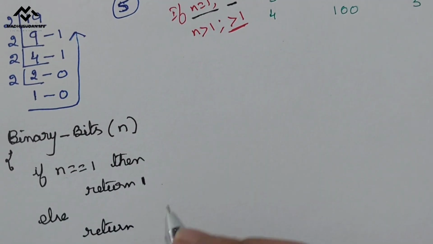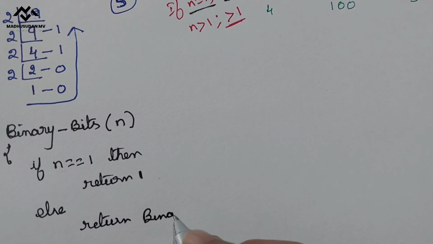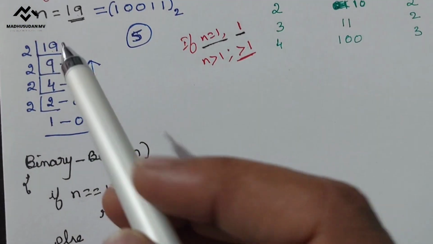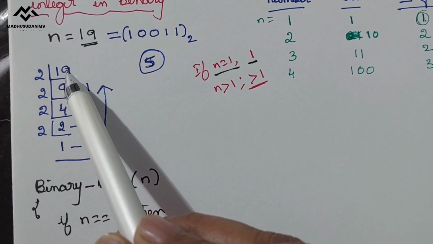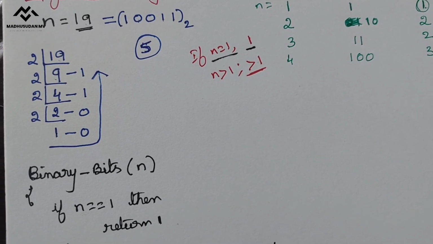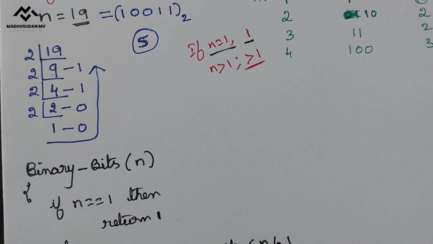Again I am calling the same function, so that is binary underscore bits. But now I am not calling again. See, first time I need to calculate for 19. Next time for 9, that is half. So that is n by 2, and I am taking the lower limit.